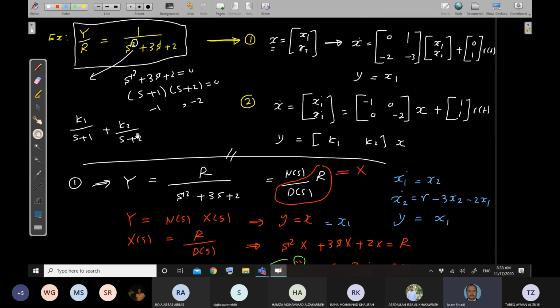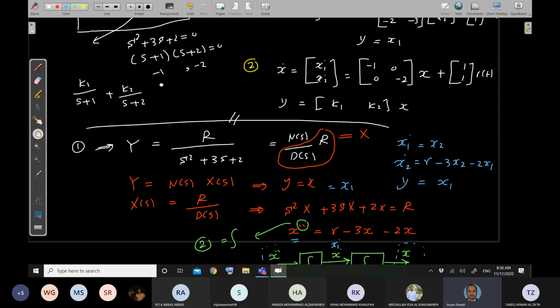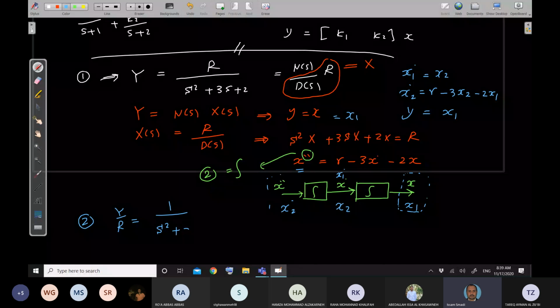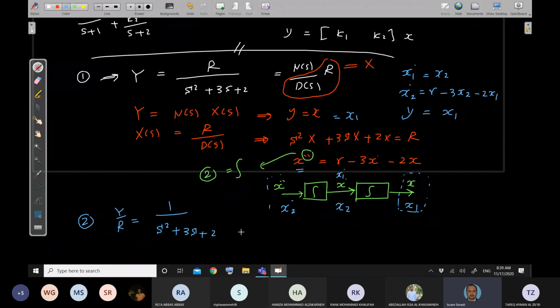Now, for the second one, what I need to do is the partial fraction expansion, to rewrite the transfer function into first order factors. So this will be 1 over s square plus 3s plus 2. And if I do the partial fraction expansion, it will be k1 over s plus 1 plus k2 over s plus 2. Now let's see, k1 equal to what?